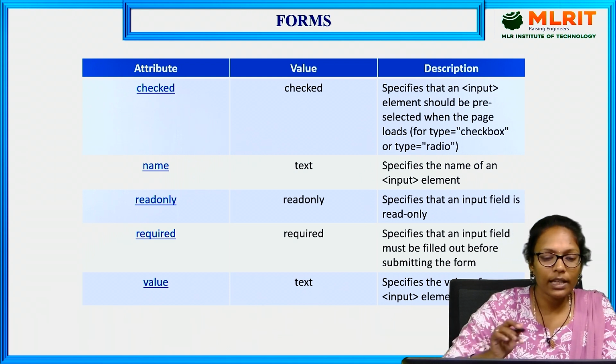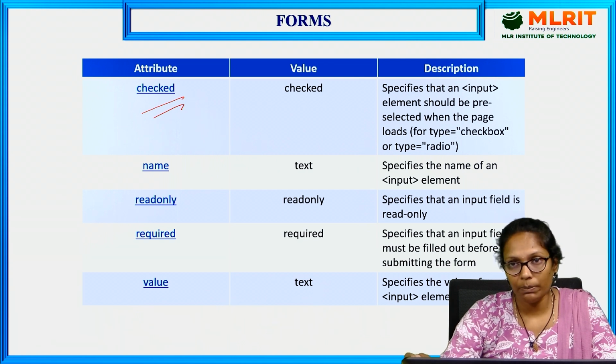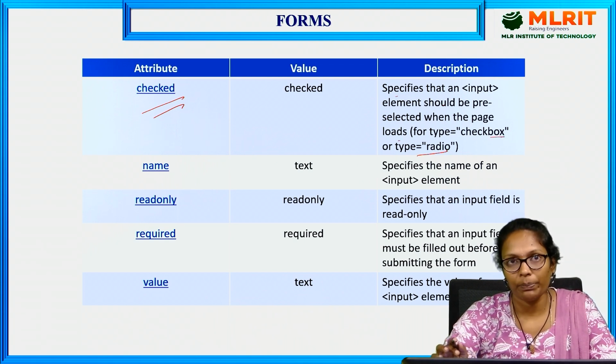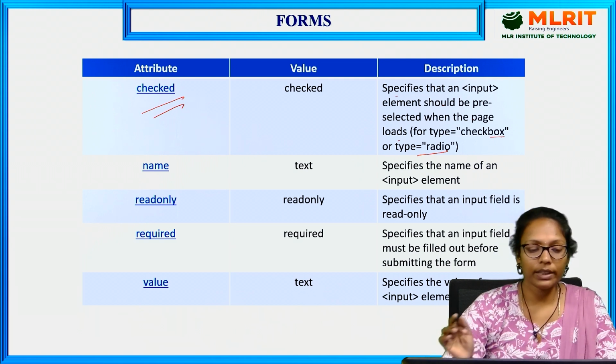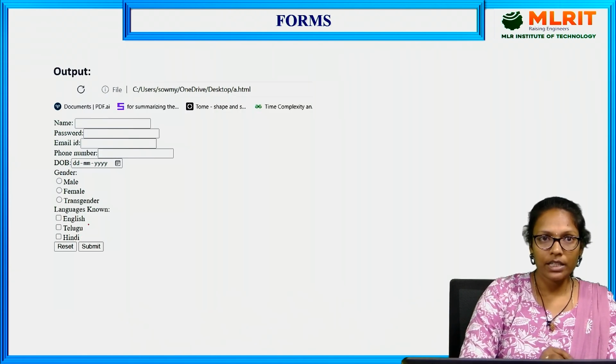So the first attribute is checked. So generally checked will be used with input field. The description about the checked attribute is that it specifies that an input element should be pre-selected when the page loads. For example, checkbox or radio button. So generally, I want to apply for a job where the English language is mandatory there. So there what they will ask. So you can see the languages known: English, Telugu, Hindi.